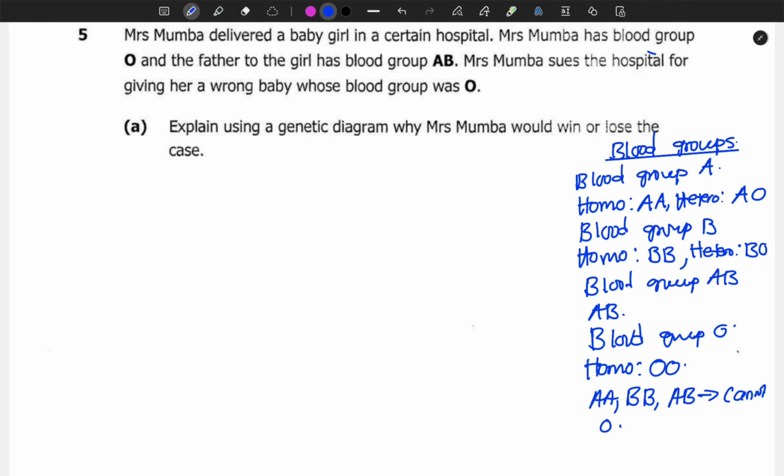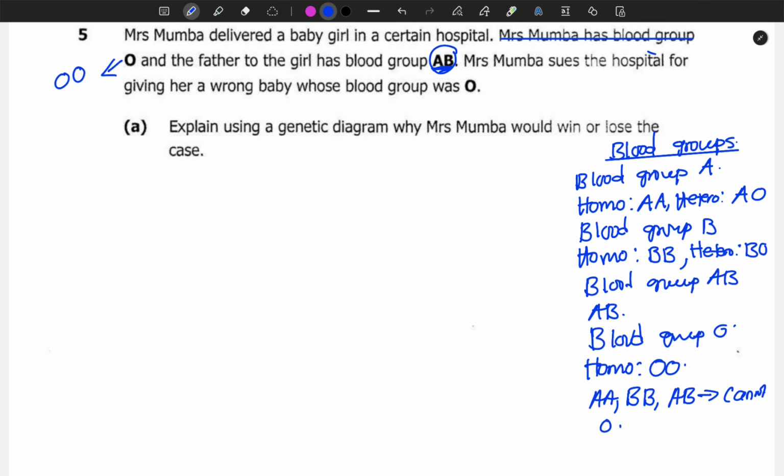So let's see, even before we answer the question, we are told Mrs. Mumba has blood group O. It means the genotype for Mrs. Mumba is OO. Now for the father, it's AB. So from the AB, we don't have O. So this couple cannot have blood group O. It's not possible because there is no O in the father.